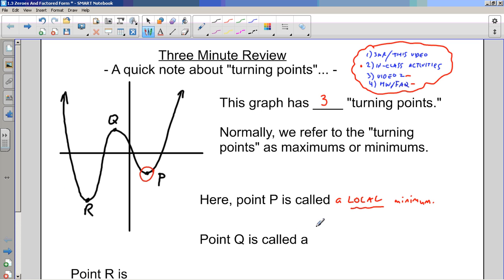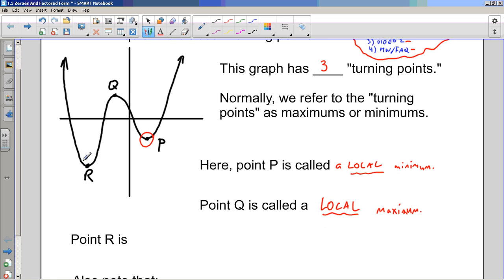Point Q is called a, what did you write? A local maximum, right? Because compared to all the points that are close to it, it's the highest. Now notice point R is a local minimum because compared to all the points close by, it's the minimum.